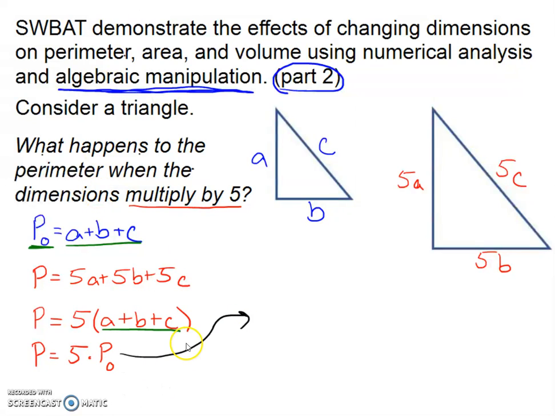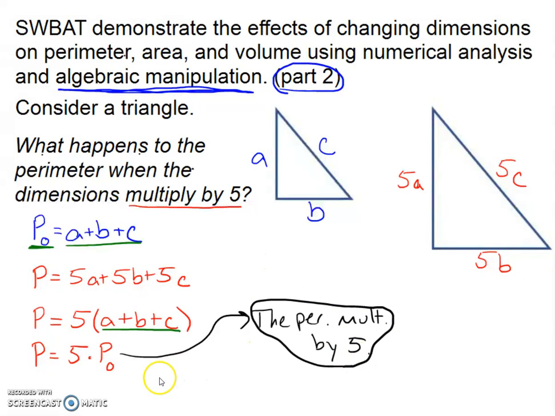Do you see what this says? It says the perimeter is equal to 5 times the original perimeter. And that's the answer to the question. What happens to the perimeter when the dimensions multiply by 5? The perimeter multiplies by 5. I know we already knew this answer, but what we've now done is algebraically proven it for every triangle, not just a single example.